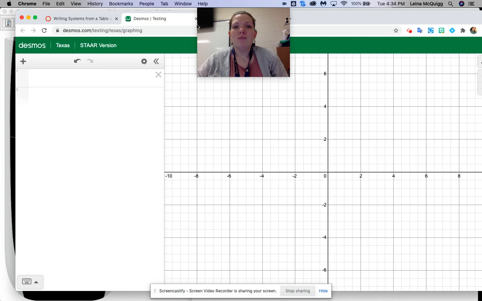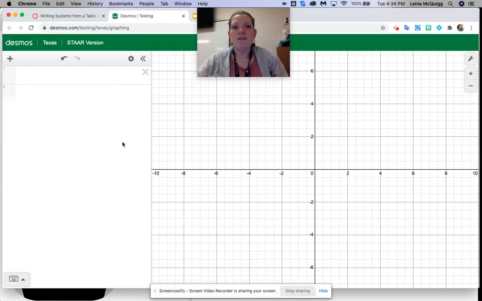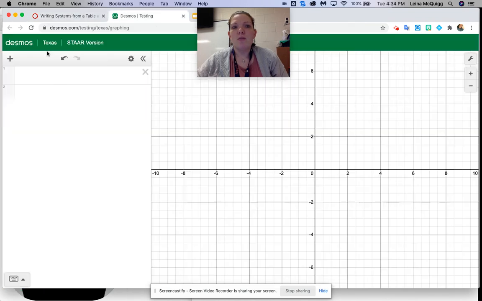So let's go to Desmos and let's type these equations in. Make sure you're using the Desmos from Canvas. So in Canvas, you have this little link right here. It says Desmos. Open that up. It should be the Desmos that says star version. This is the Desmos you can use on the STAR test. So you need to know how to use this Desmos.